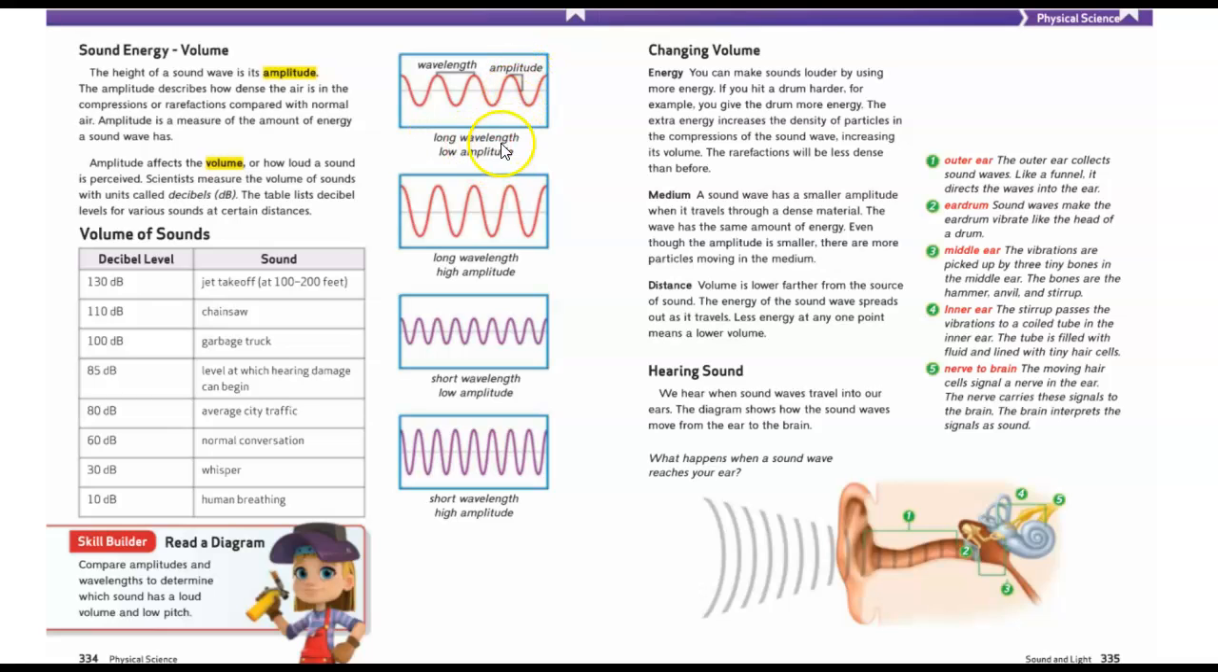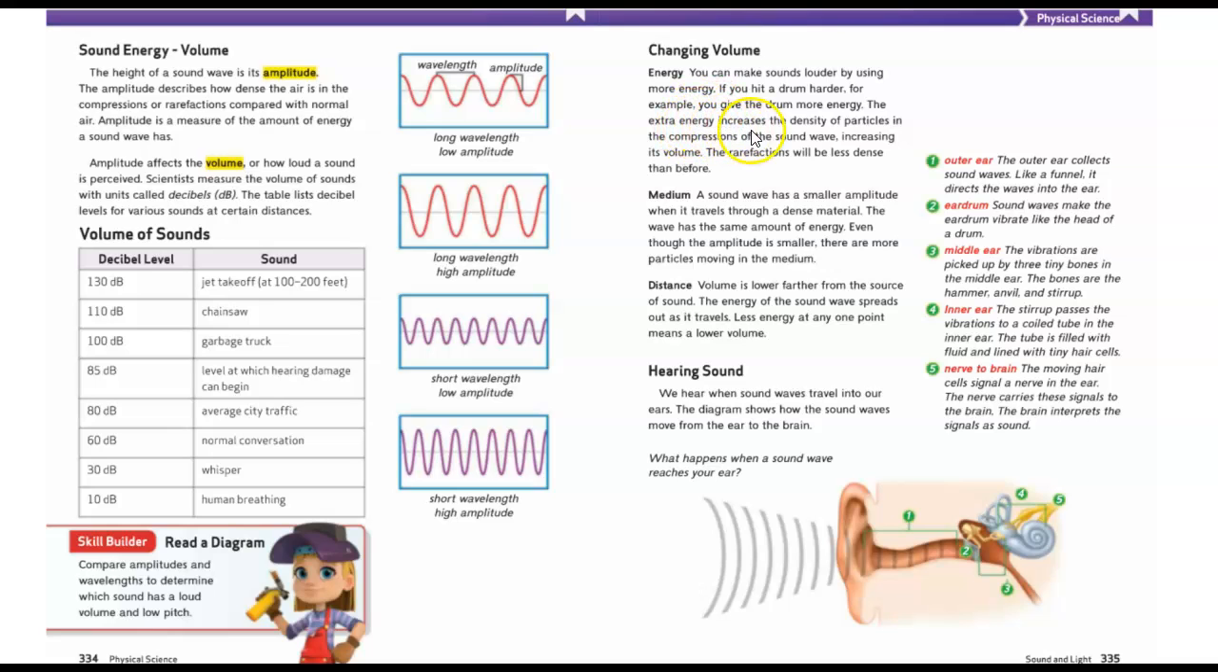All right, so we have wavelength and amplitude. Okay, so long wavelength, low amplitude. If I have a wave and they are closer together, or long waves, I have low amplitude. If I have long wavelengths I can have high amplitude. Short waves, low amplitude. Short wavelength, high amplitude. So, energy, changing the volume. You can make sounds louder by using more energy. If you hit a drum harder, for example, you give the drum more energy.